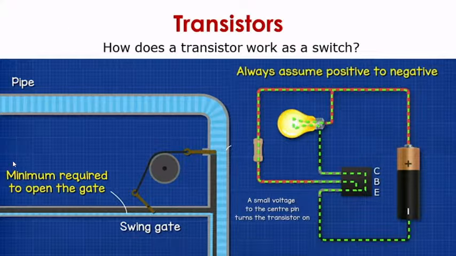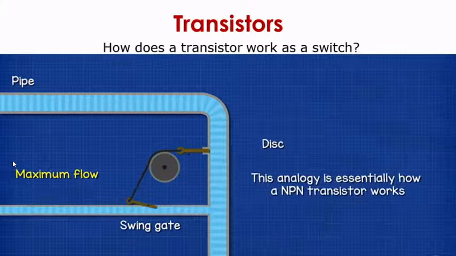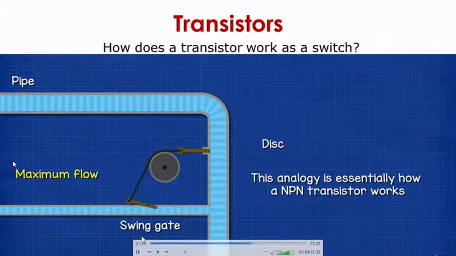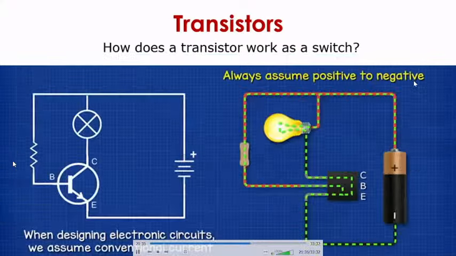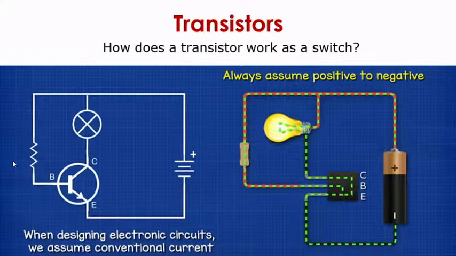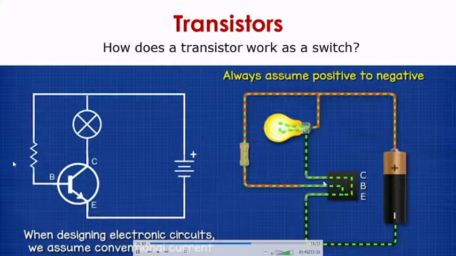Collector to emitter. So this base acts as that gate in the water pipe. So for example, when there is a maximum flow because of the movement of the swing gate, the water will flow. So this analogy is applicable to the NPN transistor. In this case, you can see the circuit diagram. When there is a minimum triggering current to the base, current will flow from collector to emitter. So the circuit will work.